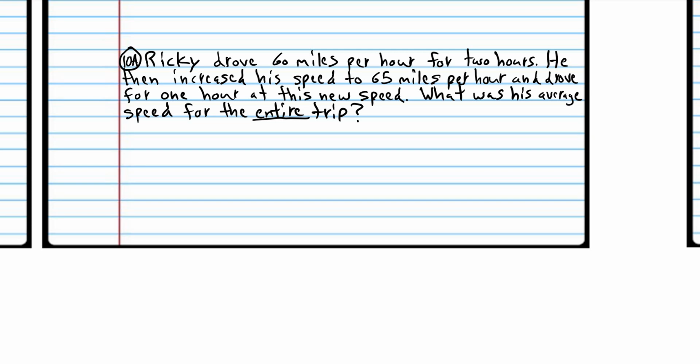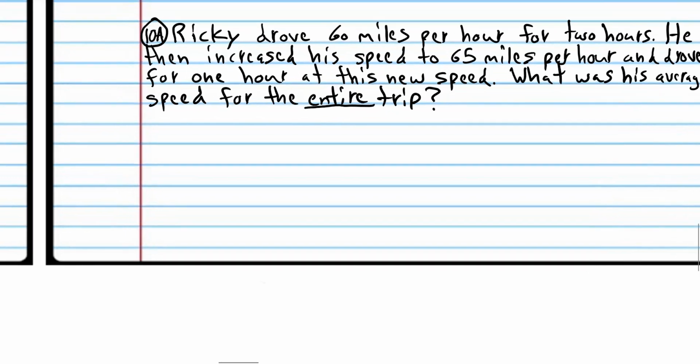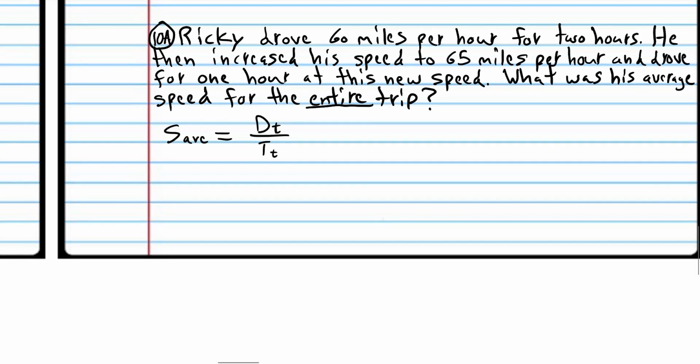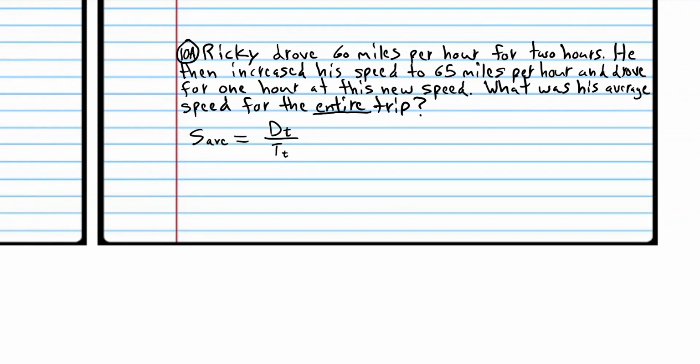So here's how to do this. We want to define the average speed. The average speed is defined as the total distance traveled divided by the total time it takes to travel that distance. That's it. I'm just putting a subscript T here for total. As long as you know that, the problem is actually really easy.